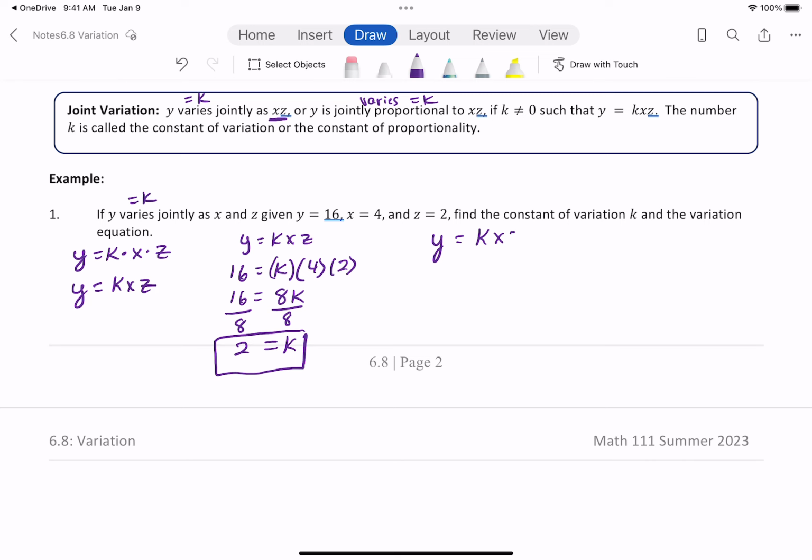So now to write the variation equation, all we're going to do is substitute in the value we found for k. So we get y equals 2xz.